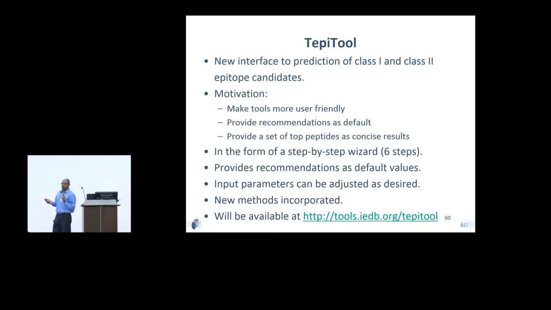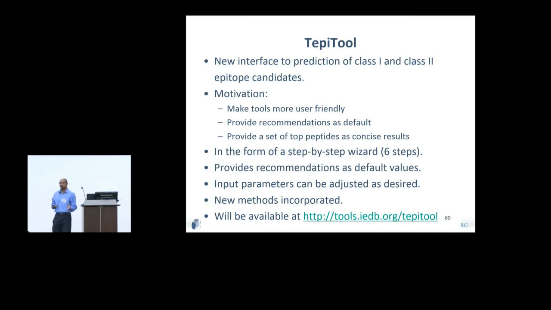And so this is designed as a step-by-step wizard kind of tool. It involves 6 steps, and it provides the recommendations as default values, and the default input parameters can be adjusted as you need. And the new methods that I explained just a few minutes back, like the 7 allele method, have all been incorporated into this one.